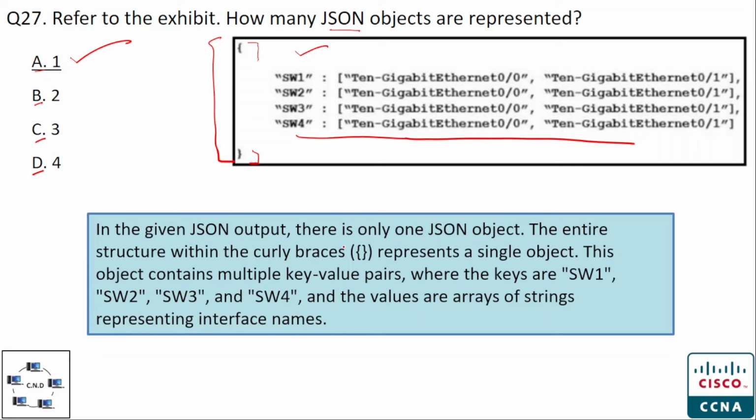In the given JSON output, there is only one JSON object. The entire structure within the curly braces represents a single object. This object contains multiple key value pairs, where the keys are switch 1, switch 2, switch 3, and switch 4, and the values are arrays of strings representing interface names. So these are values, and these are basically keys, and this whole thing is one object.